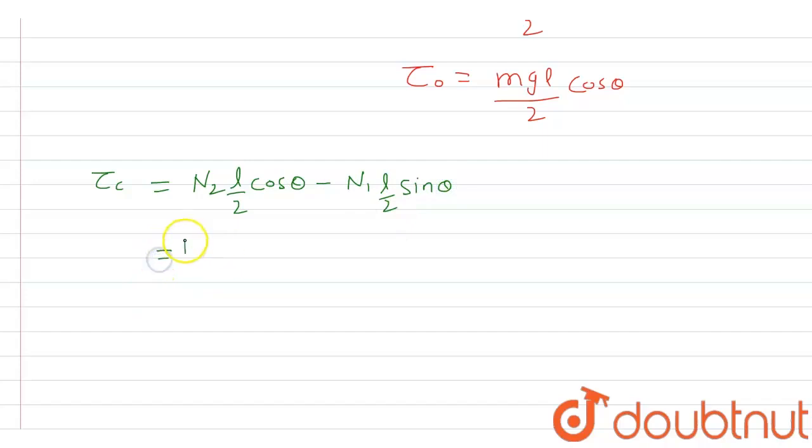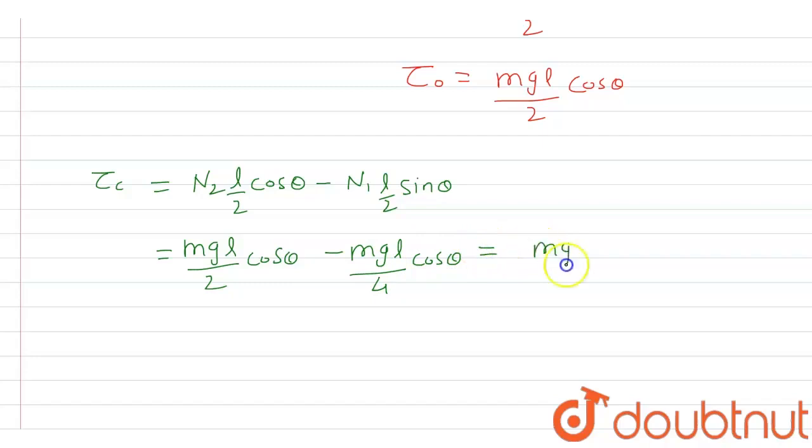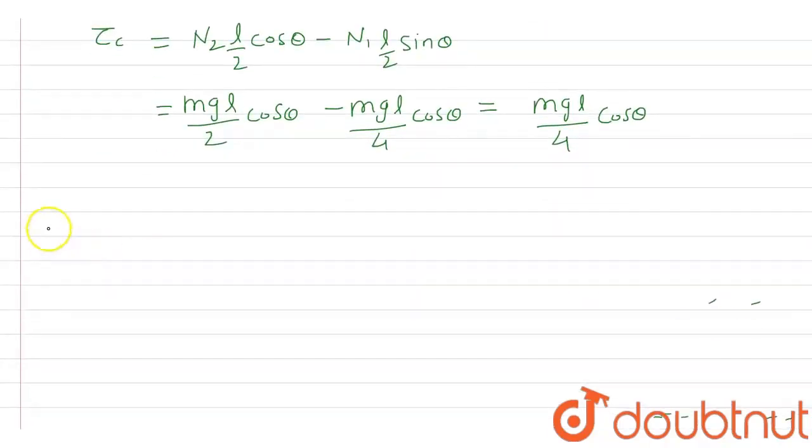Now N2 is mg, so this will be mg L by 2 cos theta, and we already calculated that the value of N1 L sin theta is mg L by 2 cos theta. So in total it becomes mg L by 4 cos theta. So the final value of torque at the center of mass due to the two normals will be equal to mg L by 4 cos theta. Now we calculate the torque produced by the friction.